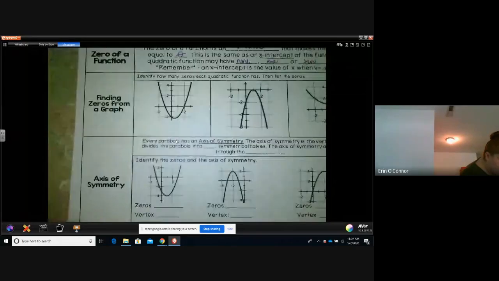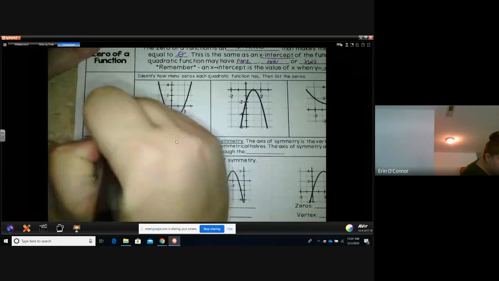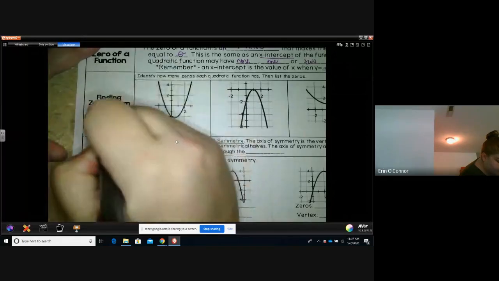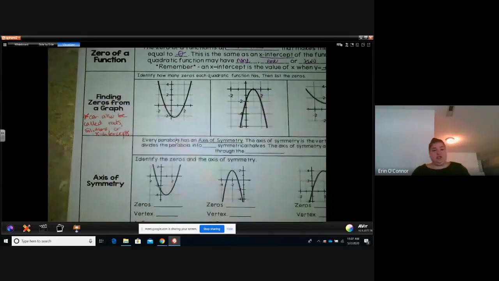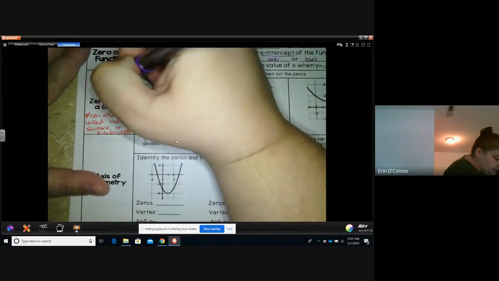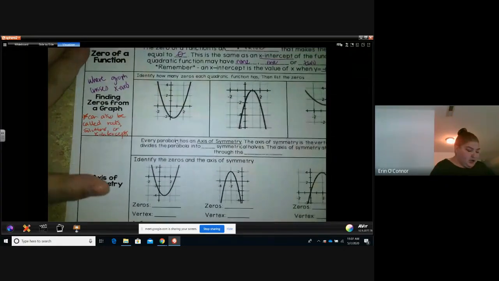Now, zeros can also be called roots, solutions, or x-intercepts. So you're going to sometimes hear any of those. So you can hear roots, solutions, zeros, x-intercepts. They're all interchangeable. Now it's where, and the dogs are going crazy right now, it's where the graph crosses the x-axis. So where the graph crosses the x-axis.